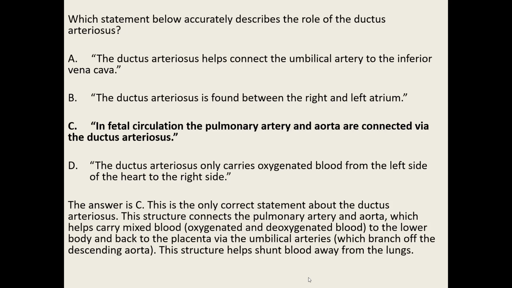Okay, the only correct statement is C. The structure connects the pulmonary artery to the aorta, to carry the mixed blood, oxygenated and deoxygenated blood, to the lower part of the body and back to the placenta through the umbilical arteries.